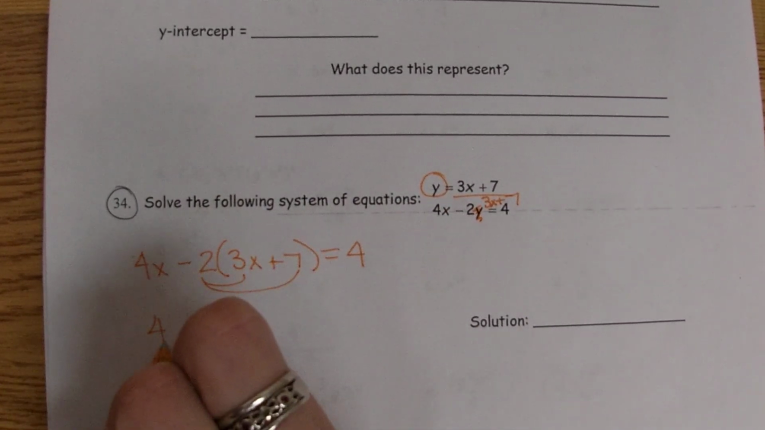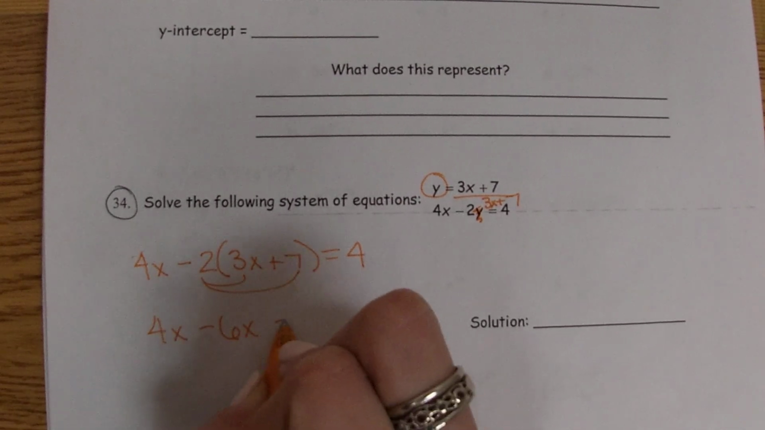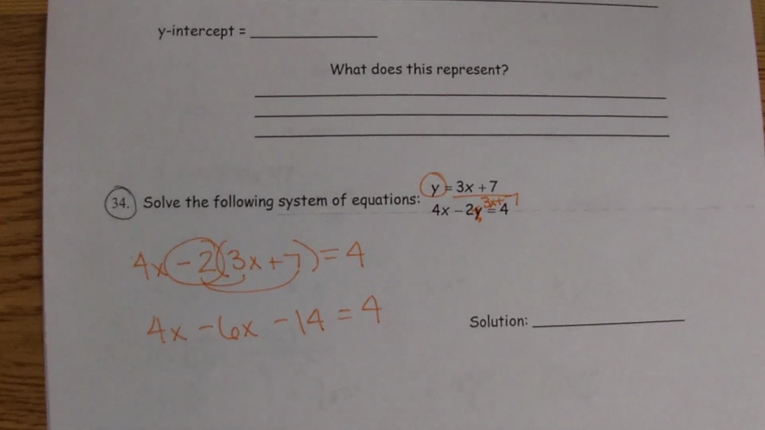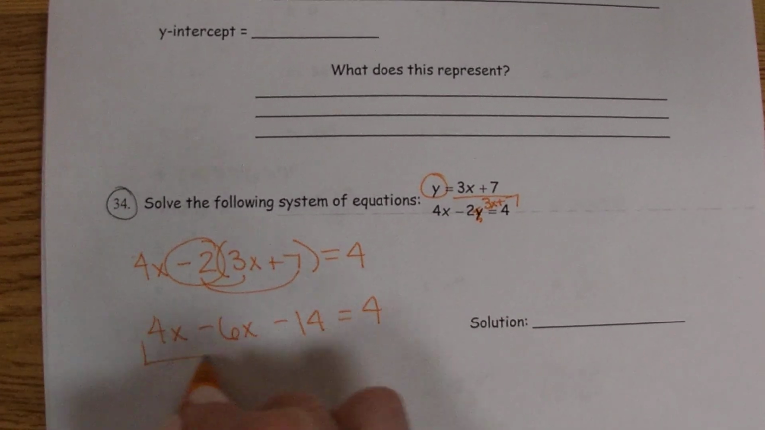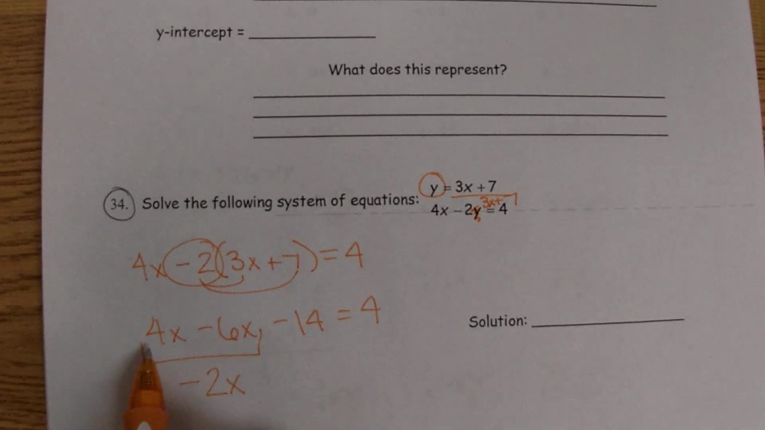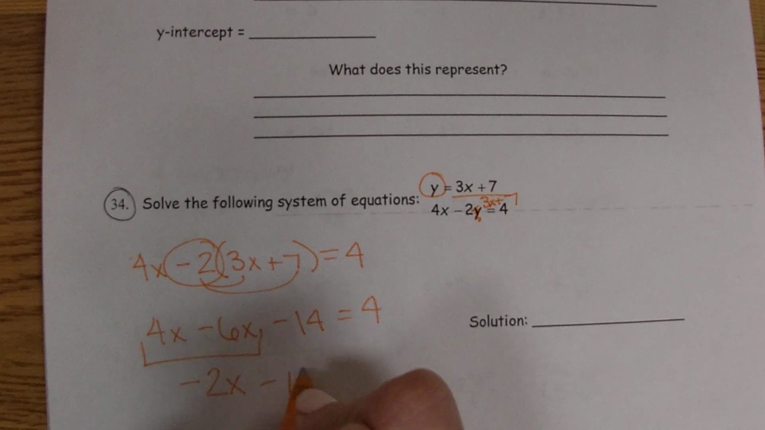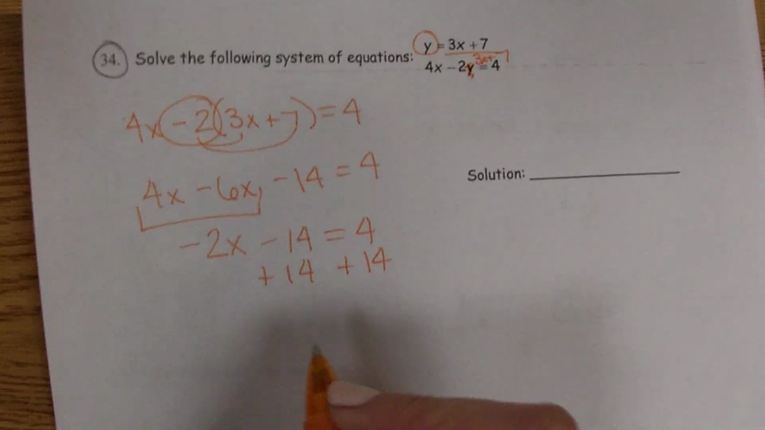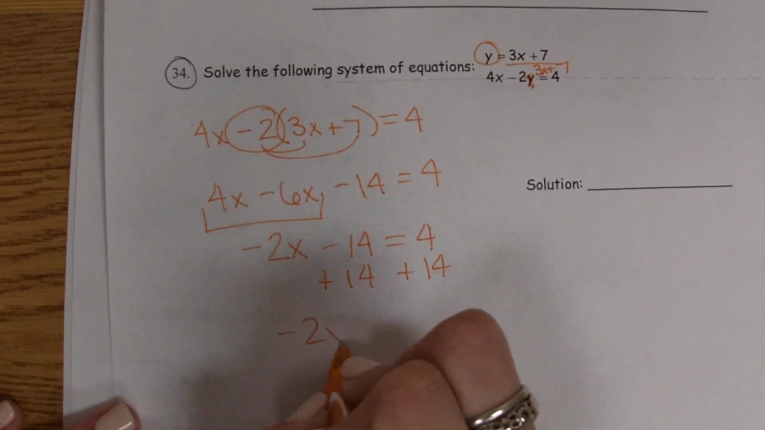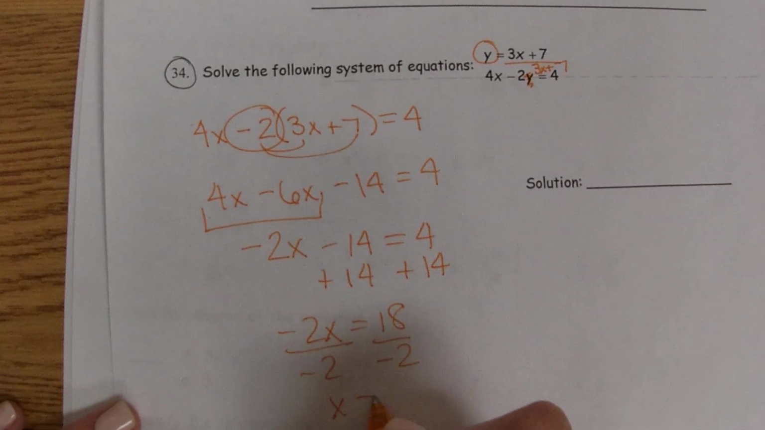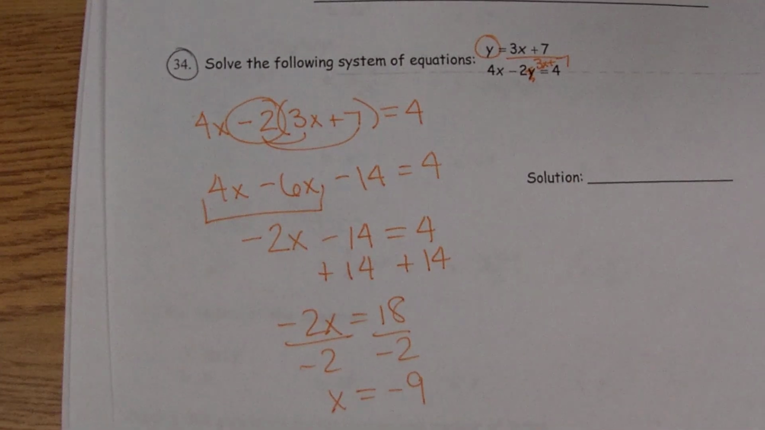We'll distribute here. Make sure when you're distributing, right, you're distributing a -2, so that makes it a -14. These variables are on the same side, so we're going to combine them with the same sign. So 4x minus 6x is a -2x. Let's see, -2x is 18. So that says x equals -9.